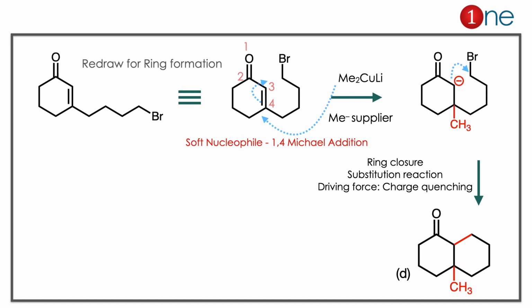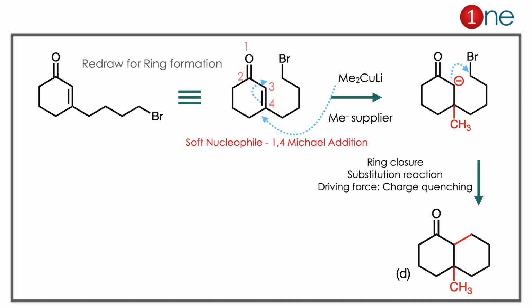The starting material has a long side chain. We redraw for the cyclization because you have the possibility of cyclization. Next step you are seeing methyl copper lithium. It's a soft nucleophile. Basically it supplies Me-. It is very soft. A soft nucleophile always adds to the 4th position, or technically you can call it Michael addition, 1,4 Michael addition.